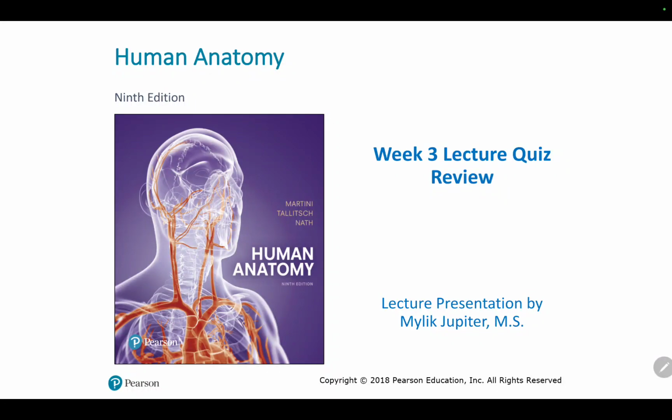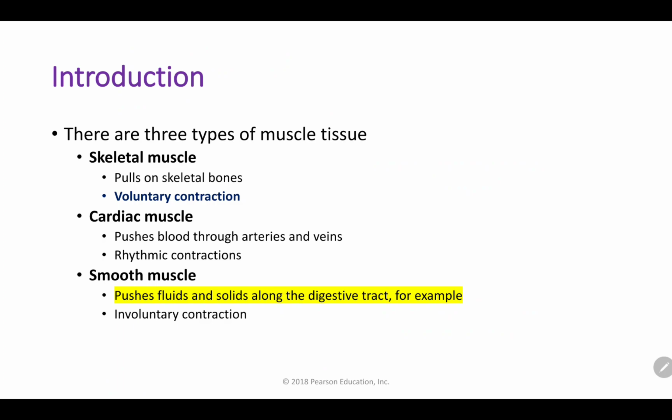Alrighty, so let's go over a quick, brief week 3 lecture quiz review. So we'll touch on muscles, right? Muscle anatomy, also talk about some axial and appendicular muscles, right? So remember there's going to be 3 types of muscle tissue, right? There's going to be skeletal muscles. These skeletal muscles, we have conscious voluntary control over these, right? So these skeletal muscles will be able to pull on skeletal bones to produce movement.